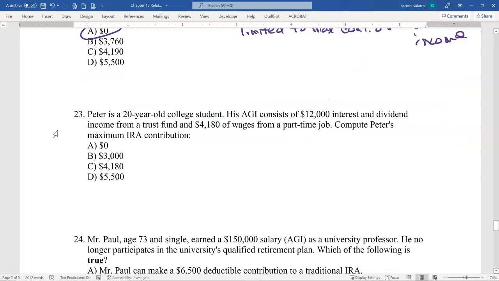Okay, so 23 here is Peter's a 20-year-old college student. His AGI consists of $12,000 interest and dividend income from a trust fund and $4,180 of wages from a part-time job. Compute Peter's maximum IRA contribution. So I'm going to let you hit pause here, and it works the same in a lot of ways. Okay, so you really should have got the answer. It's going to be limited to the $4,180 of wages from earned income. Right, that $12,000 interest is unearned.